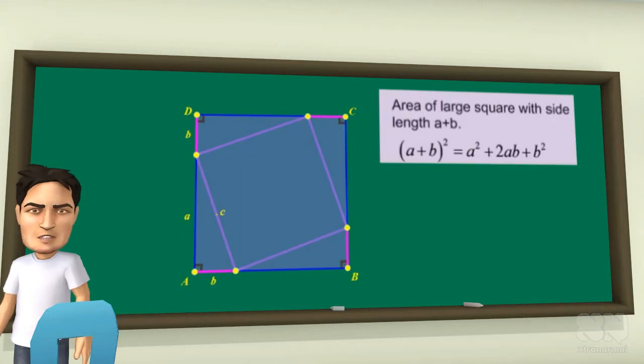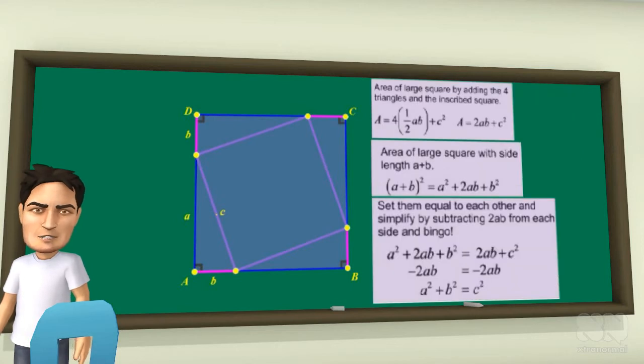Next we calculate area using the side of the big square. The side of the big square is the sum of A and B. So now we square the sum of A plus B, which simplifies to A squared plus 2AB plus B squared. We set those areas equal to each other and then subtract the common value of 2AB, and bingo. A squared plus B squared equals C squared.